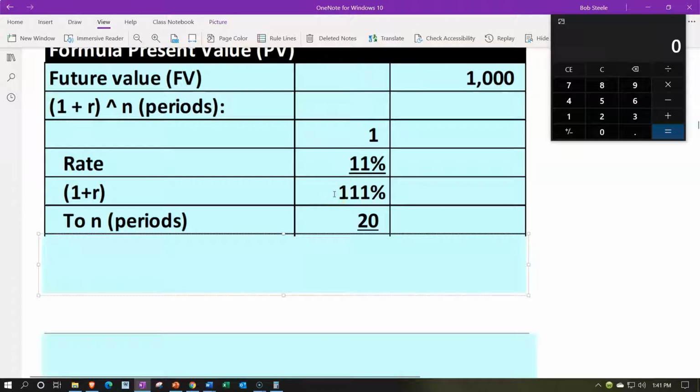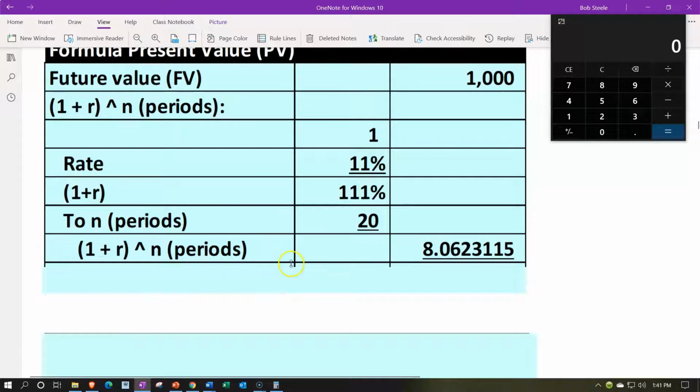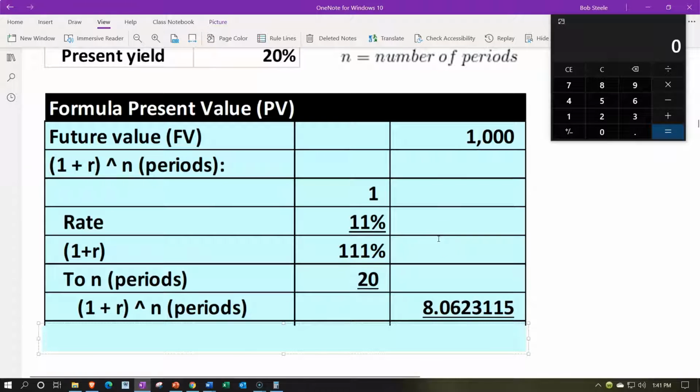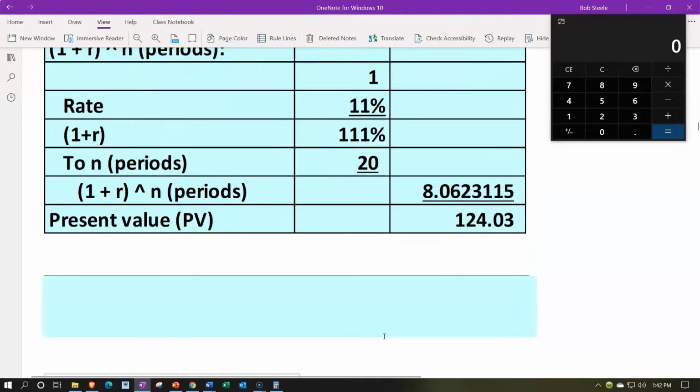Taking that to the power of 20, the number of periods, would give us about 8.06231115. Then we could take the numerator divided by the denominator, 1,000 divided by the 8.06231115, giving us the result of 124.03.